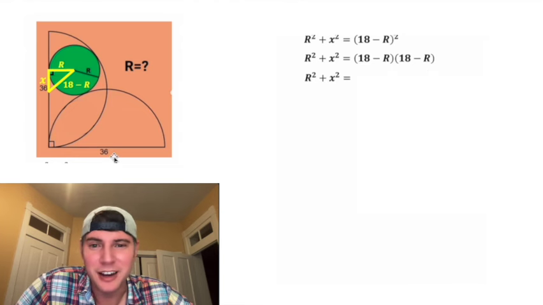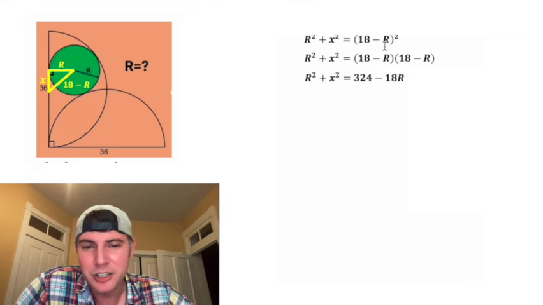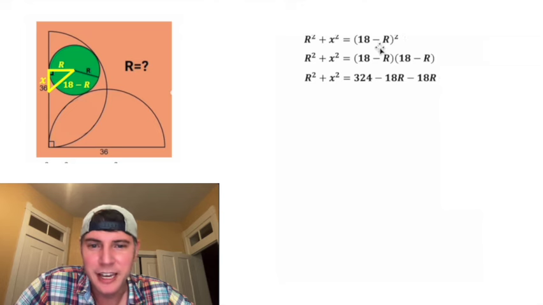So we can multiply this out. 18 times 18 is equal to 324. 18 times negative r is negative 18r. Negative r times 18 is negative 18r. And negative r times negative r is r squared. So we have r squared plus x squared equals 324 minus 18r plus r squared.